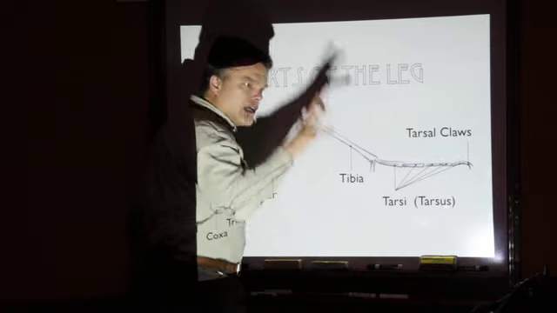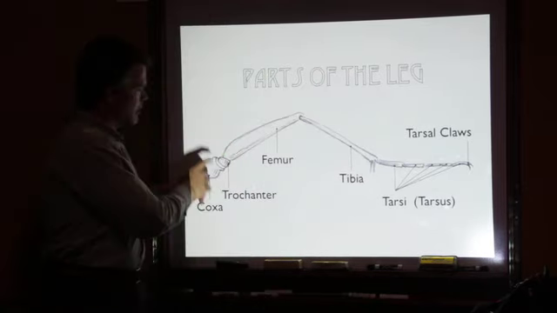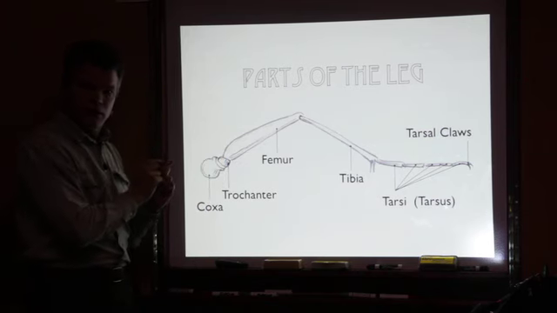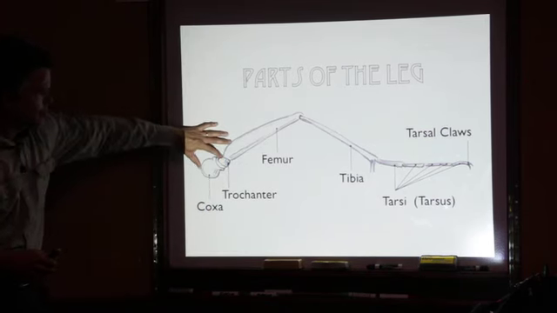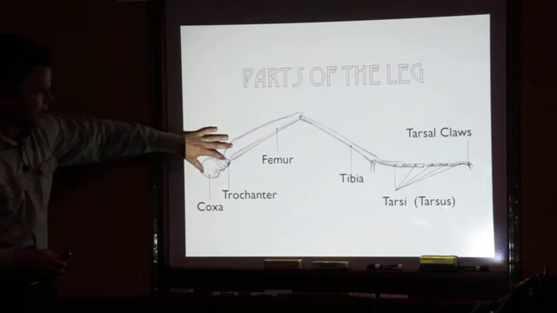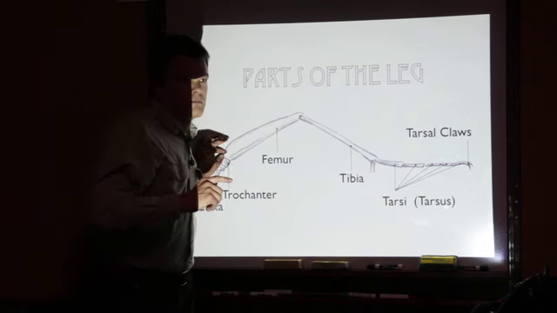The last part is this flexible foot part. These 2 parts back here, if you are up for the challenge, you can memorize these 2 here. We've got the trochanter and the coxa. On most insects, this isn't going to be a big deal.